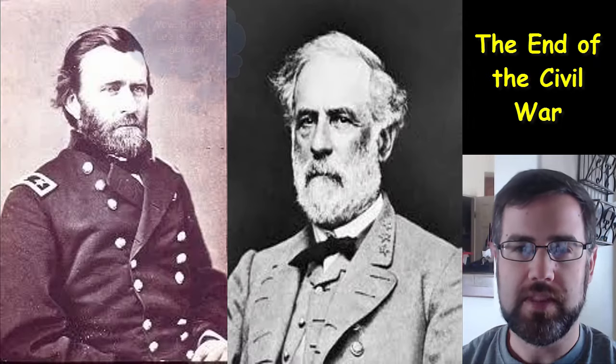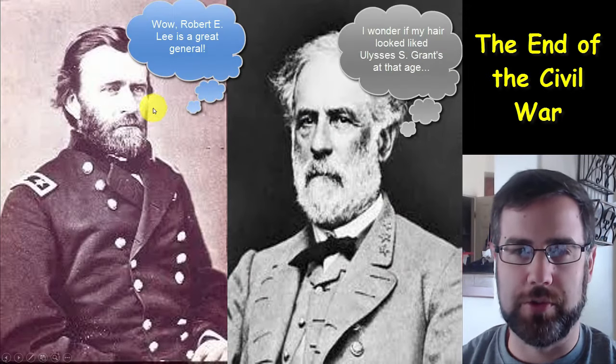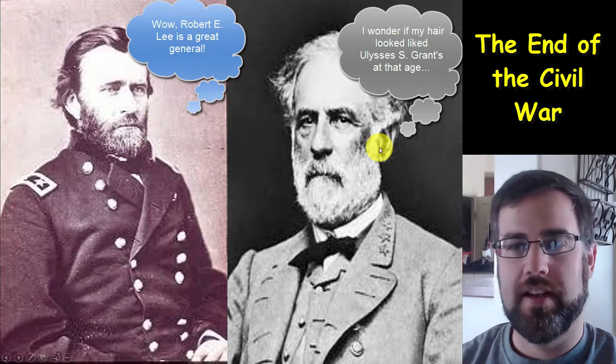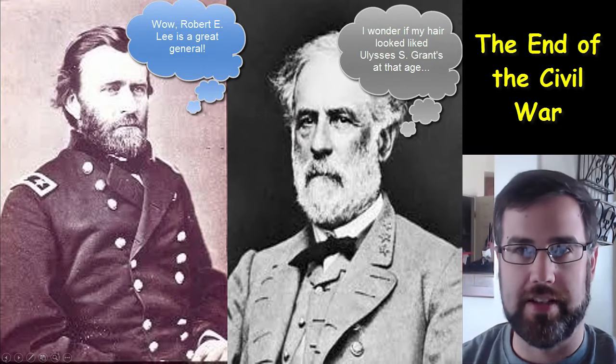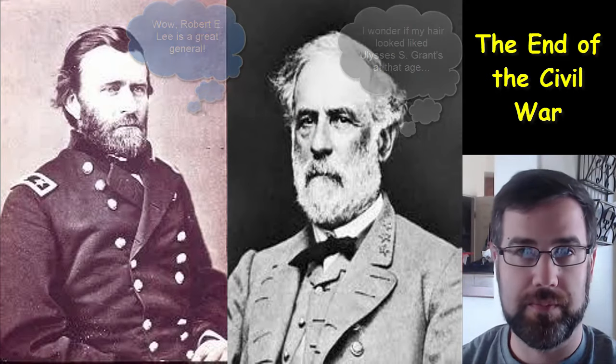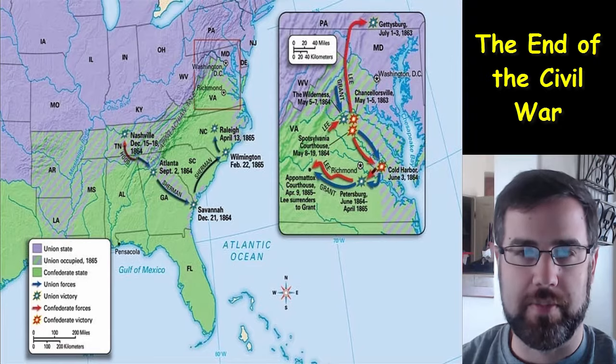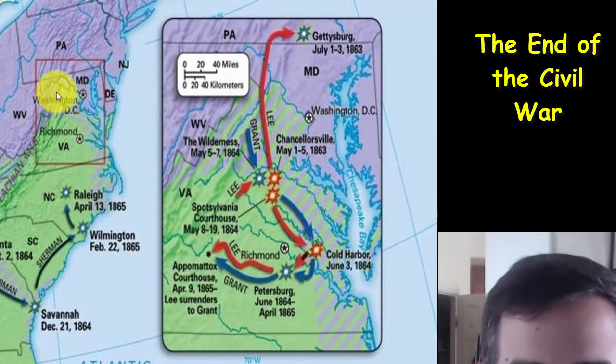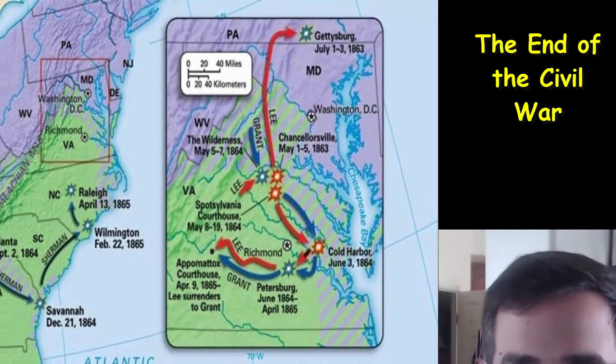On the left here we have General Ulysses S. Grant, head of the Union Army. And on the right side, we have Robert E. Lee, the head general of the Confederate Army. And here's a map showing some of those battles of the Wilderness Campaign up in here. So take a minute and pause and take a look at those battles and see where they happened.